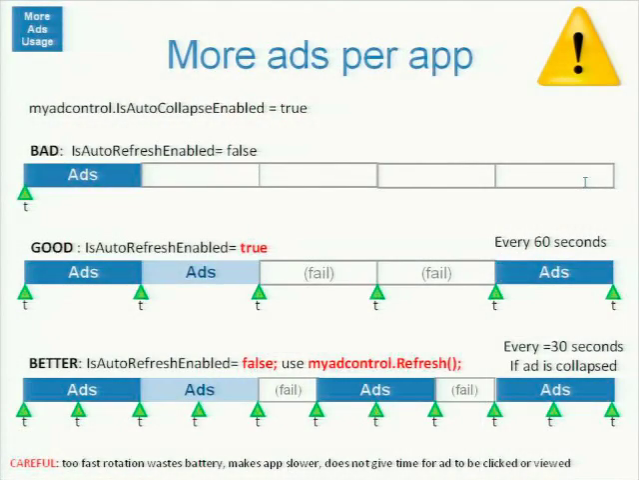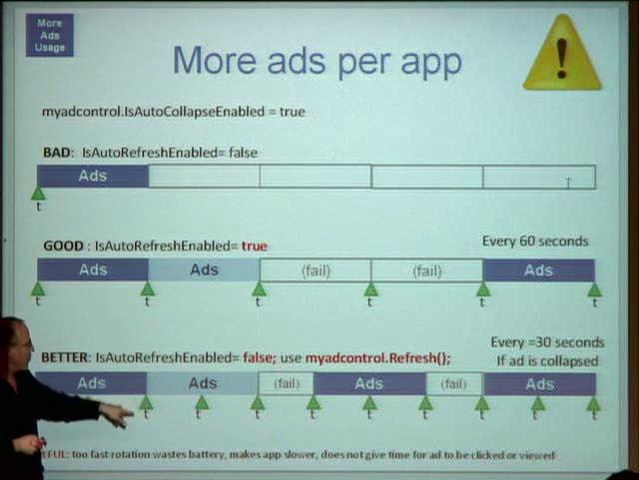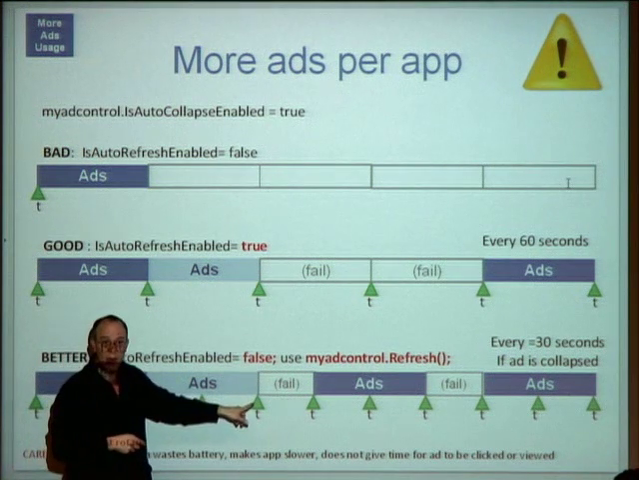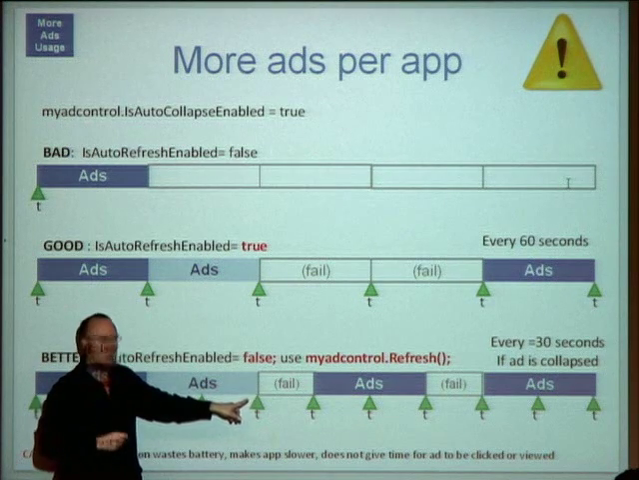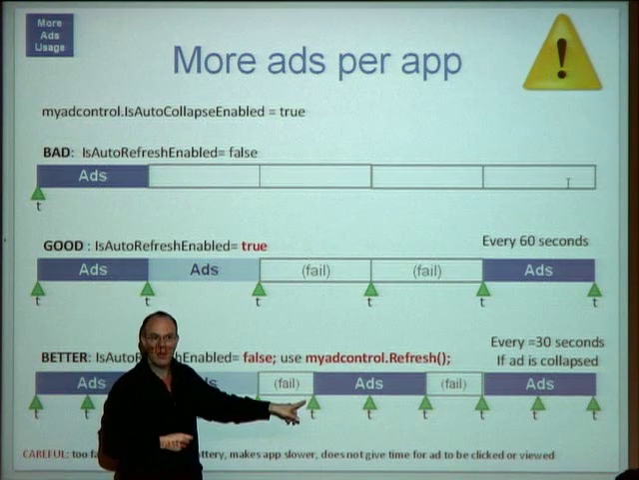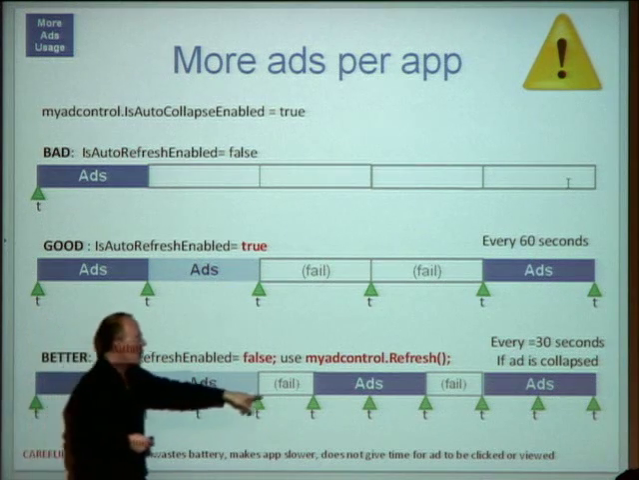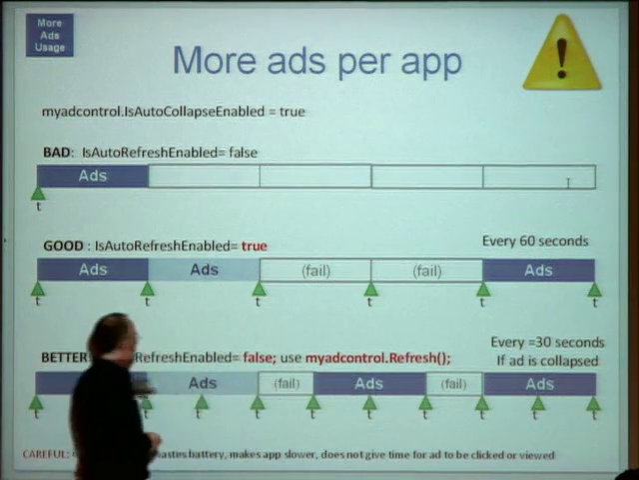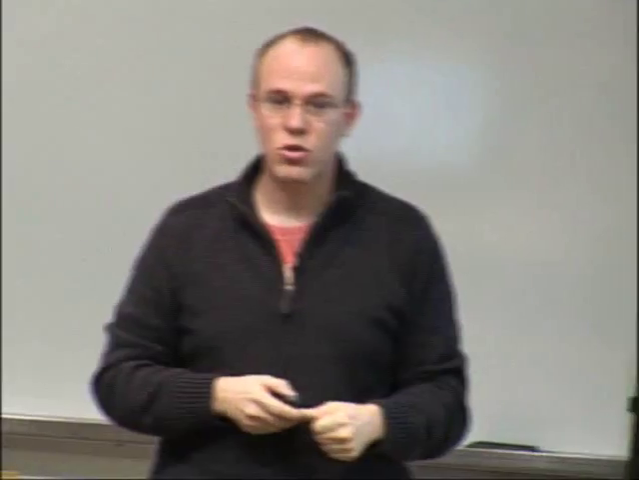What I do is something a little bit different. Because it is auto-collapsed, I check every 60 seconds. If there's an ad, perfect. If there's no ad, something happened. That means there's no supply, or the network went down for a little bit. I check 30 seconds later, manually. So I set auto-refresh false, and I manually check that. Therefore, just by doing that in five ads, I was able to improve by 25% the number of ads that were shown.